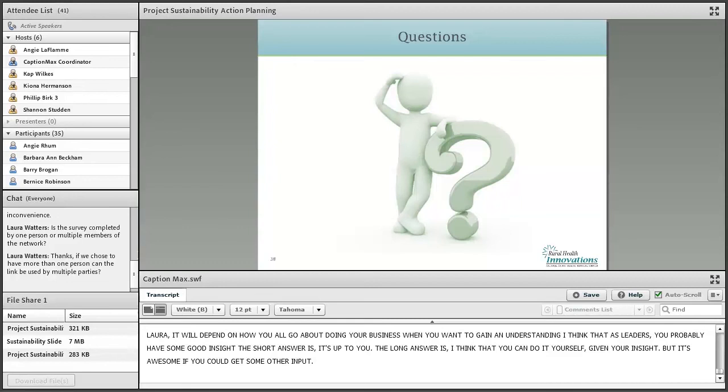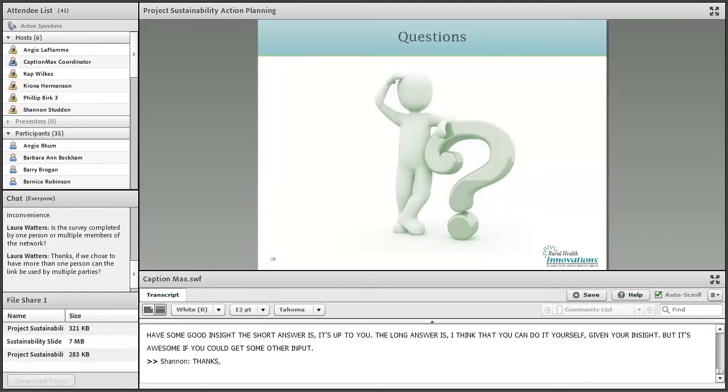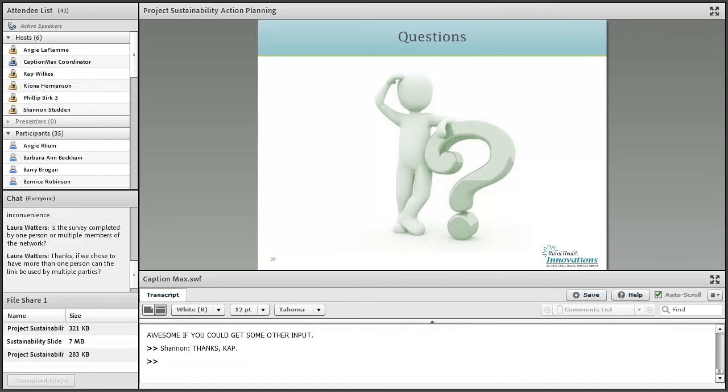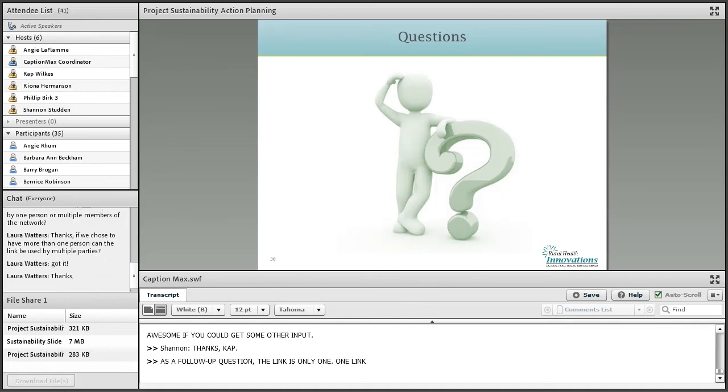Thanks, Cap. As a follow-up question, the link is only one link per computer. Great, you're welcome.